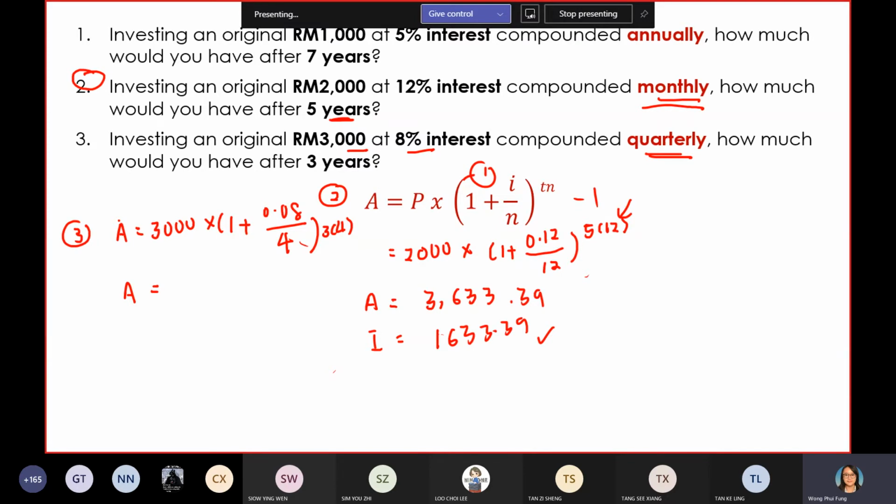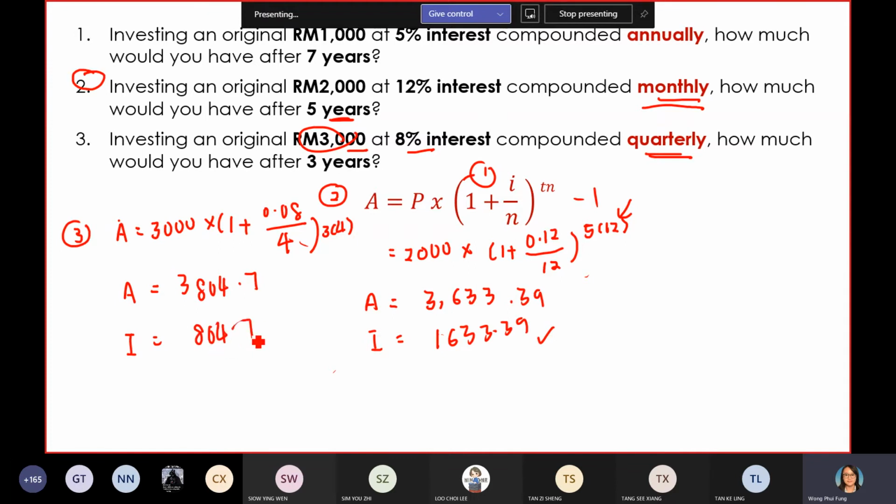So out of 184 students, okay, luckily Zhenping also helped. Okay, good. 3804.7. So that is A. So for you to calculate the I, you need to minus the original principal, 3,000. So you will get this one.